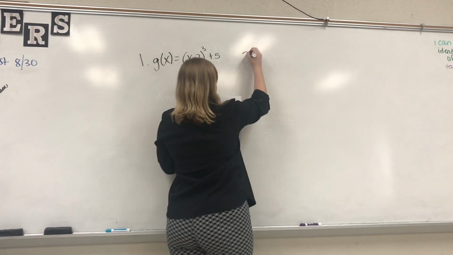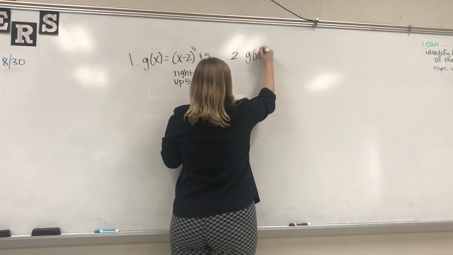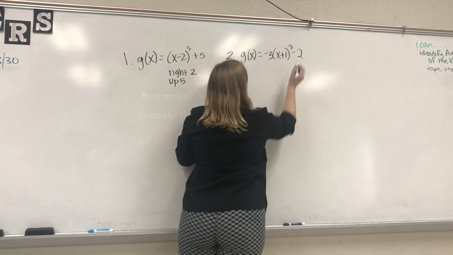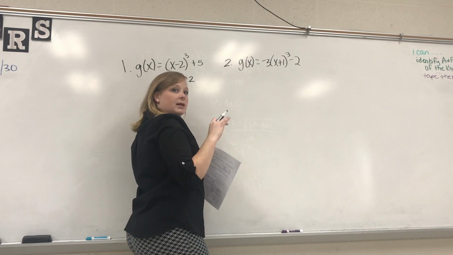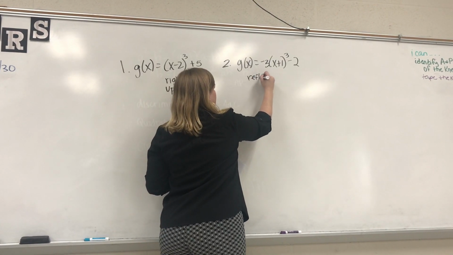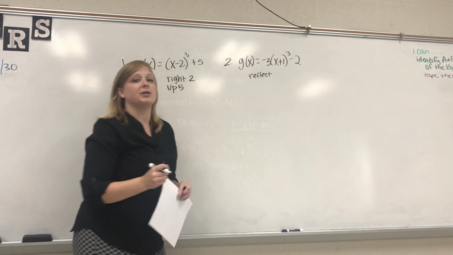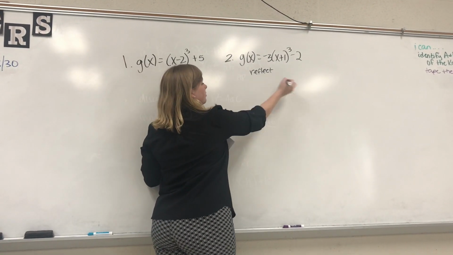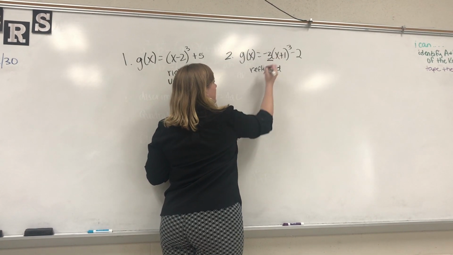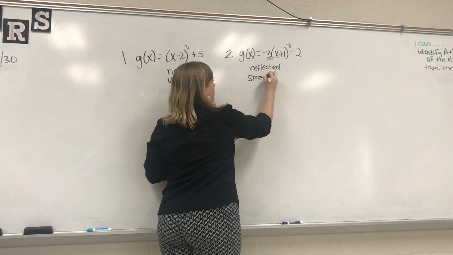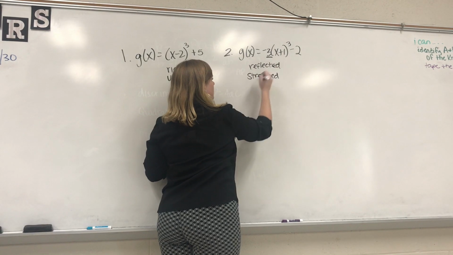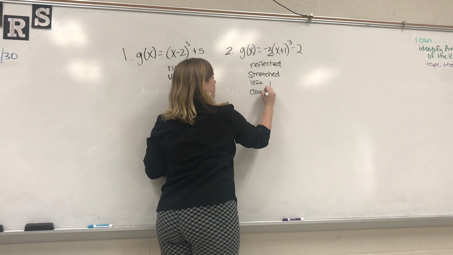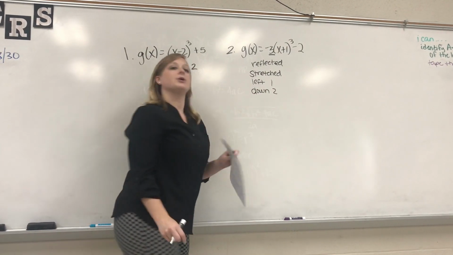Number 2, I've got g of x equals negative 3 (x plus 1) cubed minus 2. All the negative does is reflect it. So remember that it doesn't actually affect stretch or compression. It just affects if it's right side up or if it's been reflected. So we are reflected. The 3 means it was stretched. This is going to move it left 1, remember opposite, and then we went down 2. That's all you're going to have for 1 and 2.